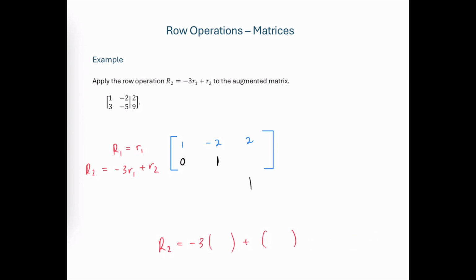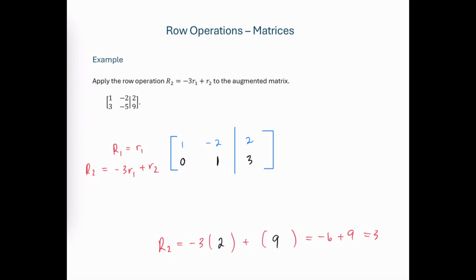Let's do this again for the third column, and again we're going to be using the elements in the third column from the previous iteration. We're looking at -3 times row 1, so the row 1 element is 2, and then we're going to add that to row 2, and the row 2 element is 9. So we have -6 plus 9, which is +3, and +3 is going to be our last element.